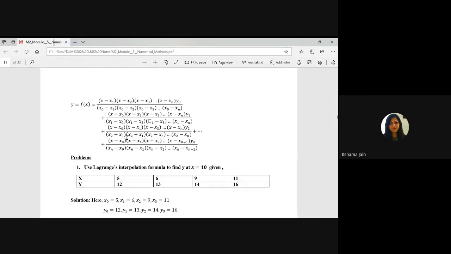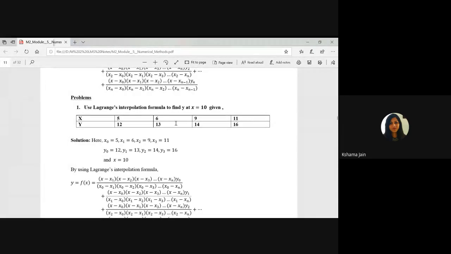All the values we will be having here, our work is to put them into the formula. That's it. Like here: use Lagrange's interpolation formula to find y at x equal to 10. Very important, definitely a question will come from Lagrange's interpolation formula. Some values of x are given: 5, 6, 9, 11.